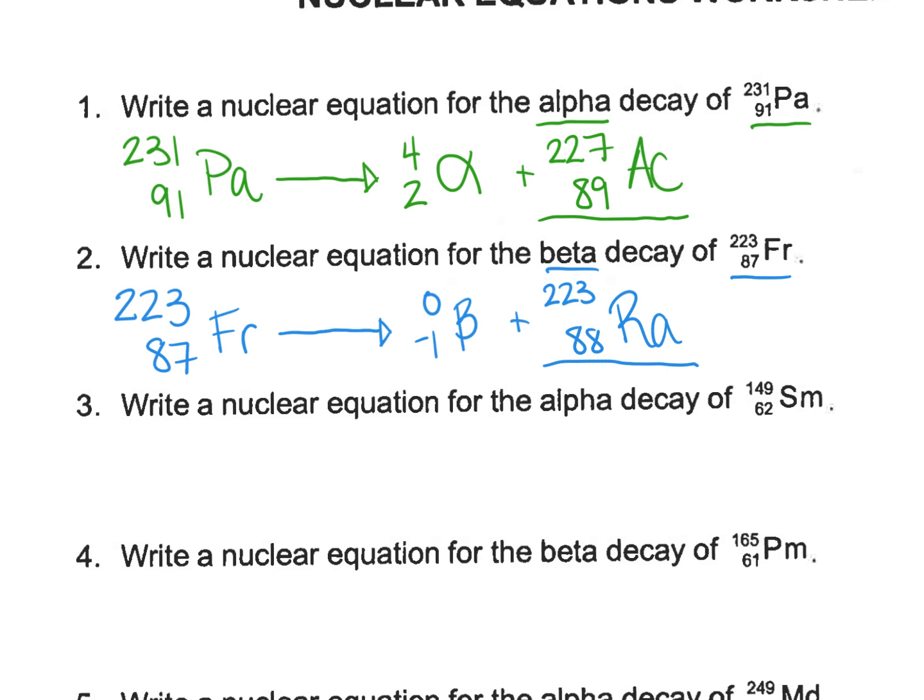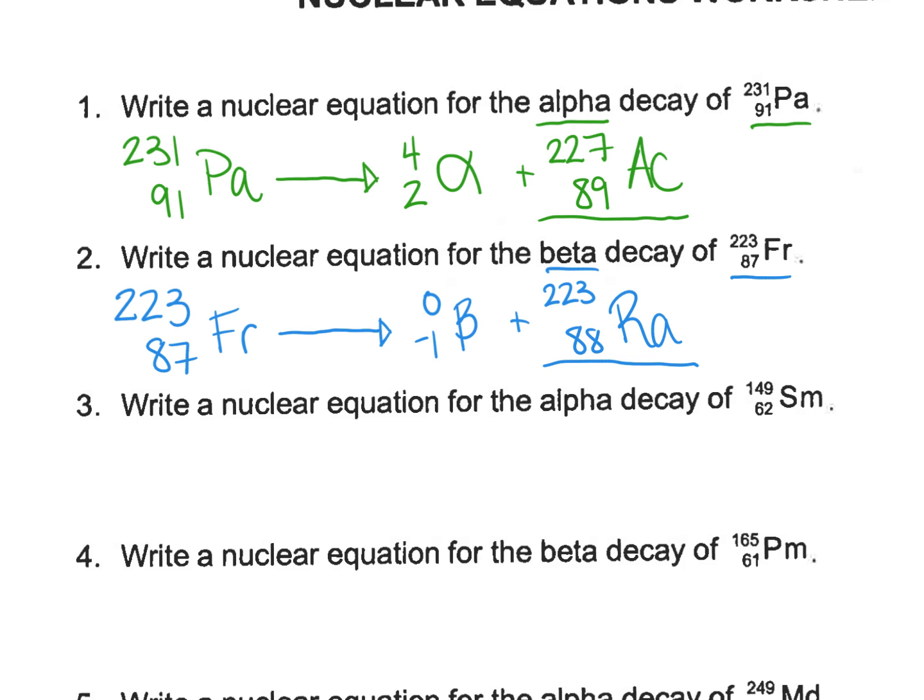And then finally, check your work. Make sure your left side numbers equal your right side. Okay, so 0 plus 223 equals 223. And then -1 plus 88 equals 87. Good. Does that make sense? Make sure both sides balance? Good.